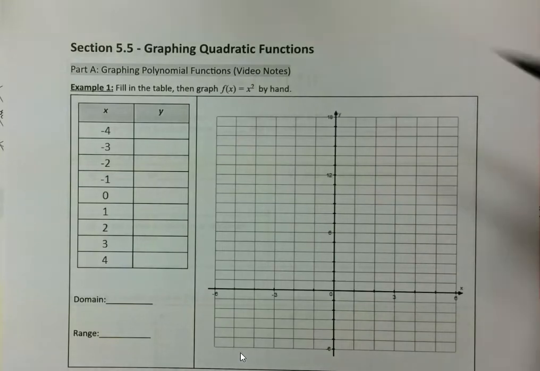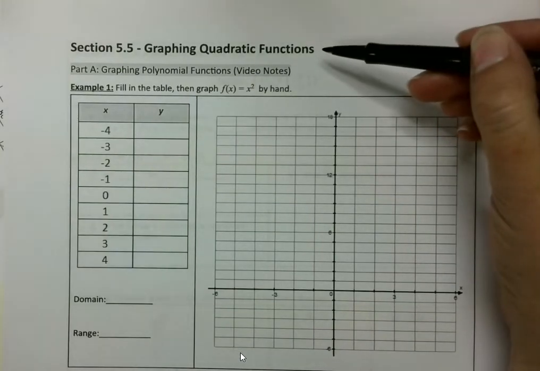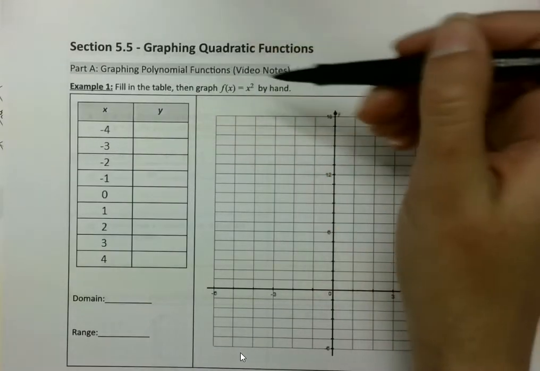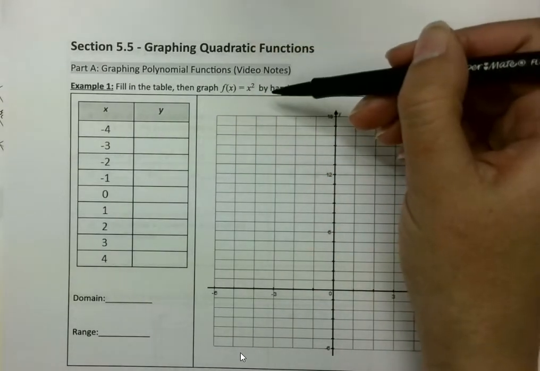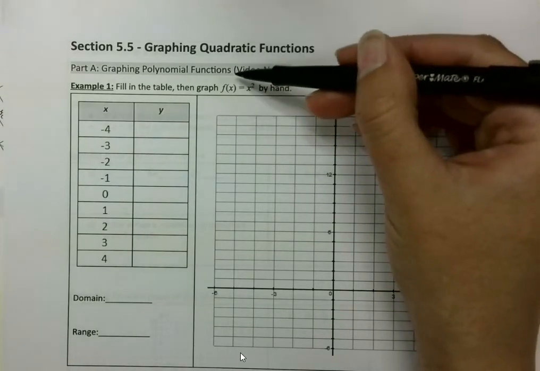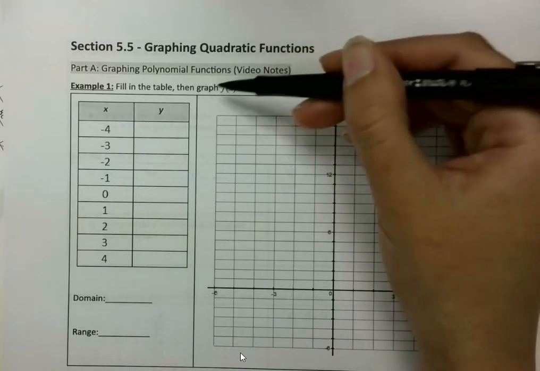Section 5.5 is going to be on graphing quadratic functions. In the video notes, we're going to be looking specifically at polynomial functions, and first, squares. So we're going to graph those quadratics. We are going to see just a few more in the video notes than the rest of the sections. We're going to do some squares and some cubics here.